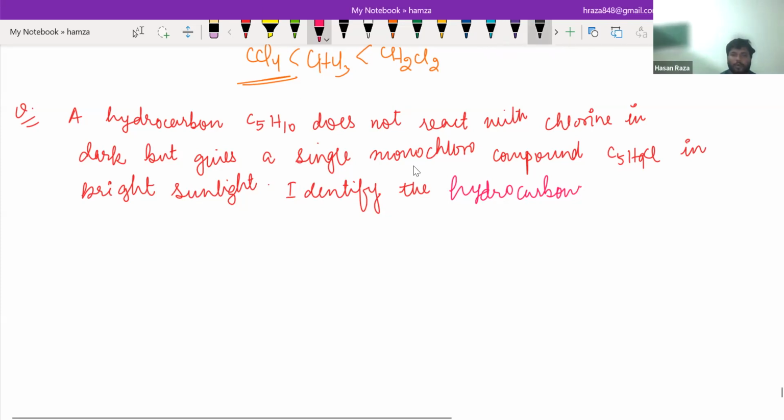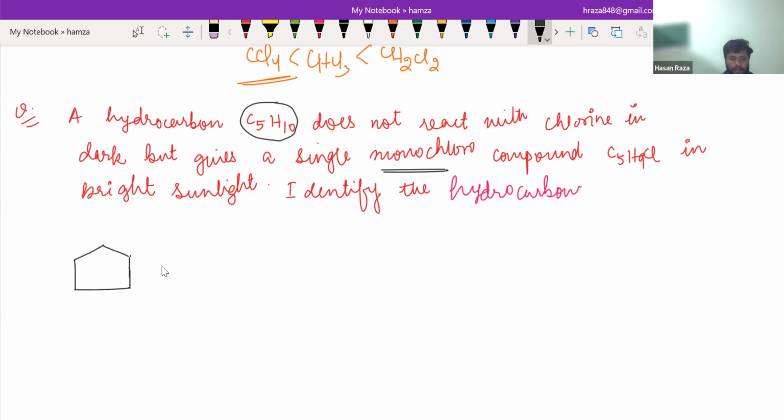basically a single monochloro compound. First of all, this alkene cannot react with chlorine in the presence of UV light directly. Only alkane reacts. So this compound is cycloalkane. If you react this with Cl2 in dark, no reaction will take place because it requires some energy to break the hydrogen carbon bond and add chlorine to the carbon.